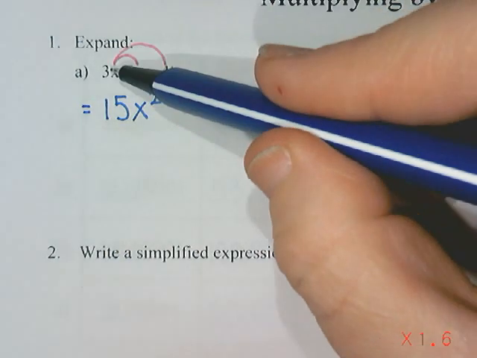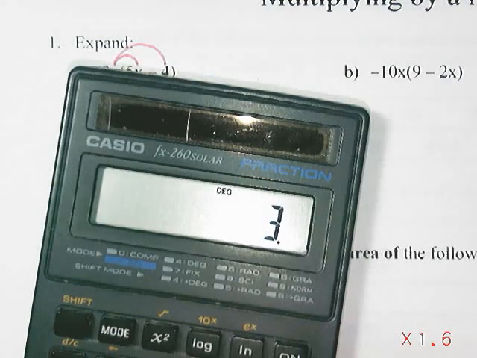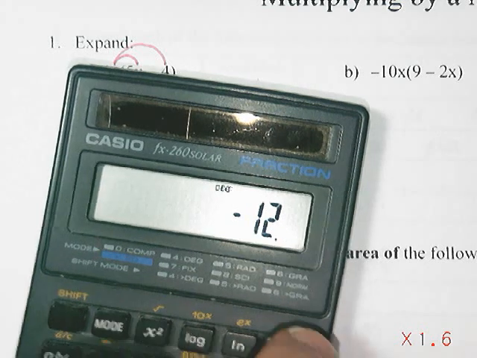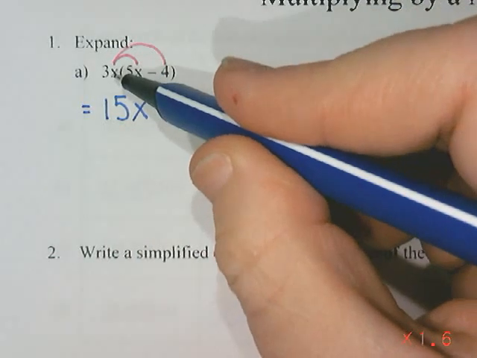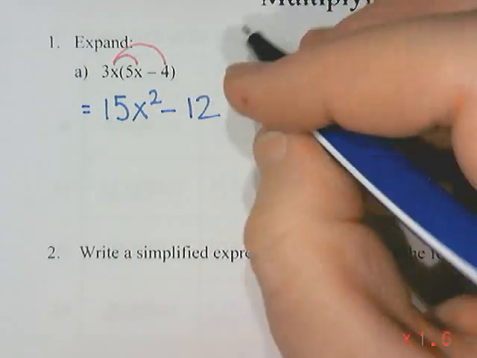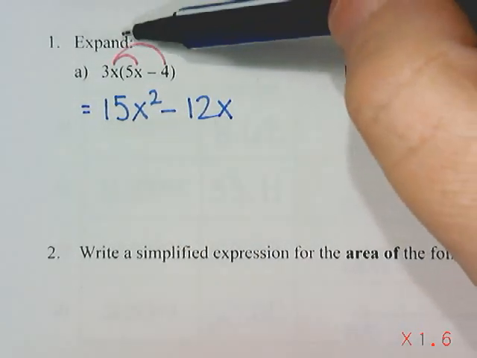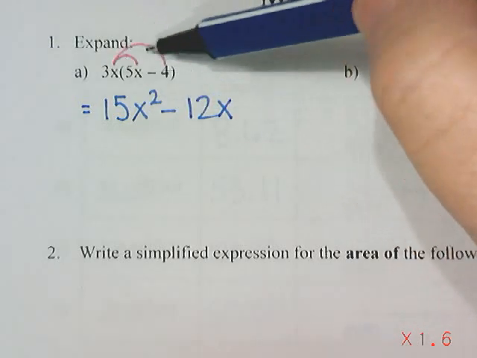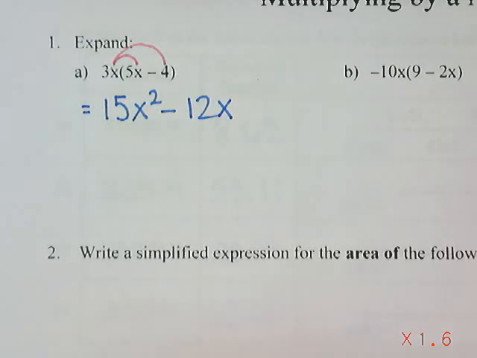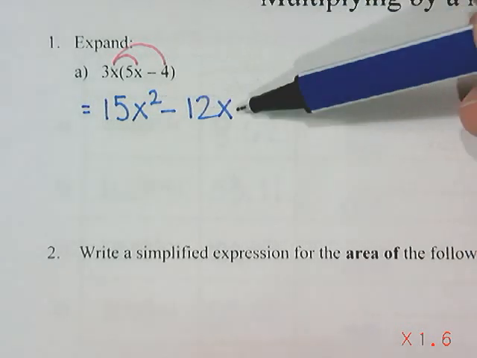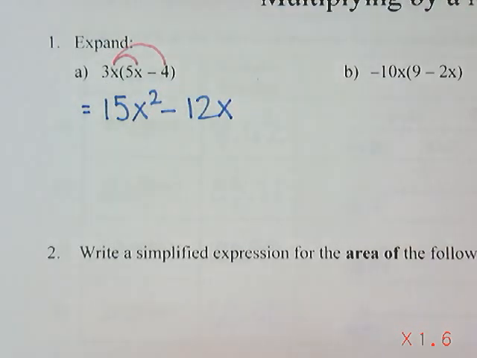Okay, then we're going to do 3x times negative 4. So 3 times negative 4 is negative 12. Now, I'm going to have an x here, but this doesn't have an x. So it's just one x. That's all we get. So negative 12x. So when I expanded, which means multiply, I got 15x squared and then minus 12x. Now, are these like terms? No, they are not. This has a square. This one does not, meaning I cannot collect my like terms, and that is my final answer.